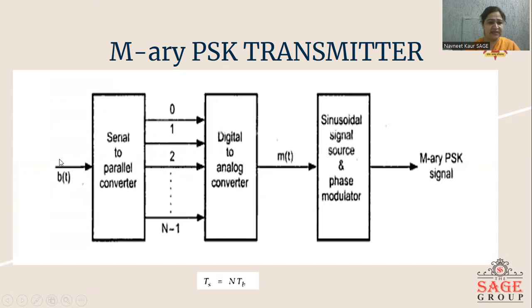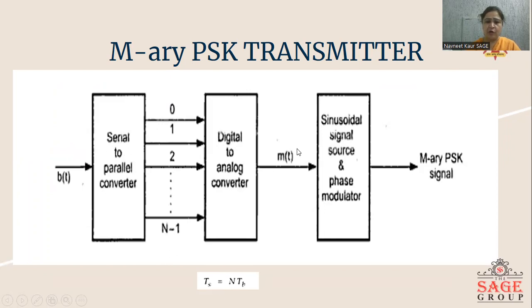Now, here we can see the block diagram of the M-ary PSK transmitter. Here we can see that this is a sequence of message bits, which is in the form of 1 and 0. Now we know that each symbol is made up of n bits. So this sequence of bits is given to a serial to parallel converter. This serial to parallel converter will represent all the n bits in parallel after every time period Ts.